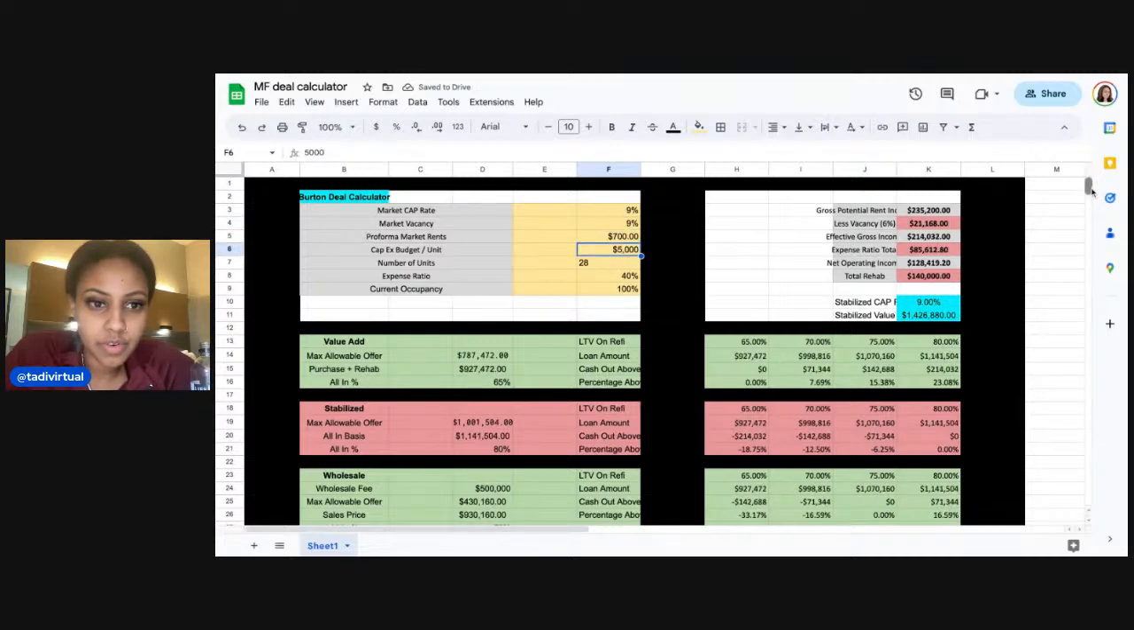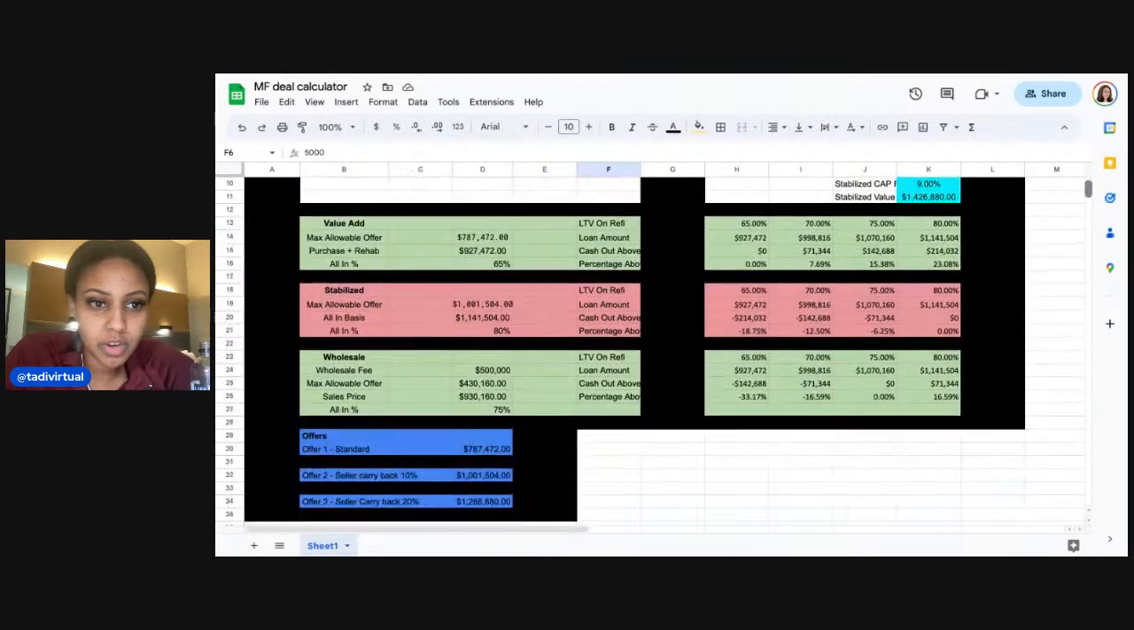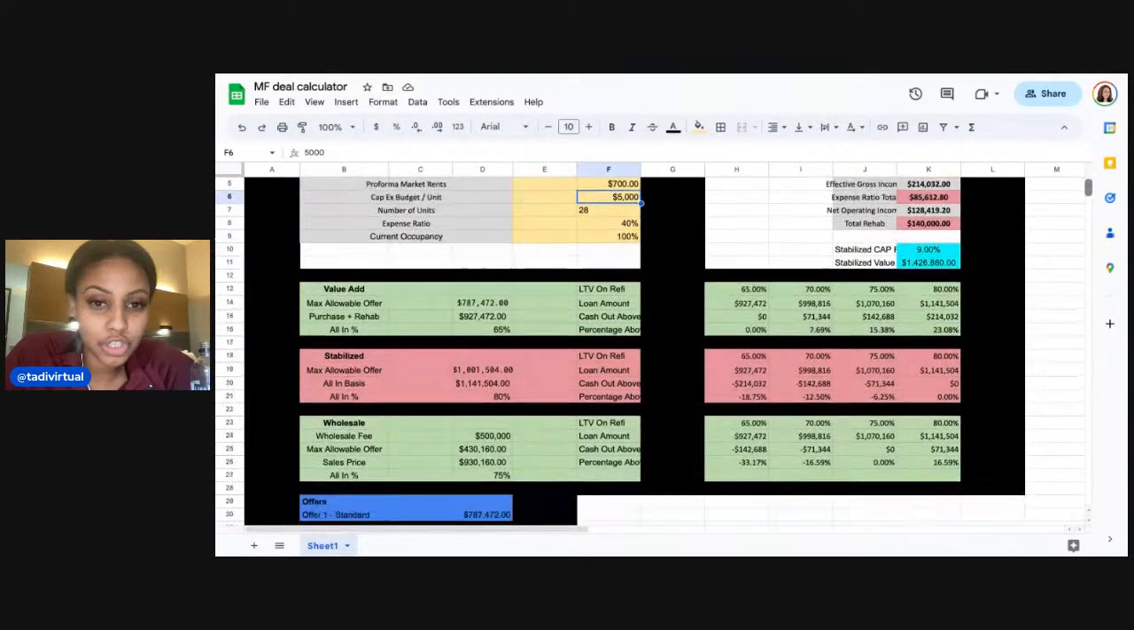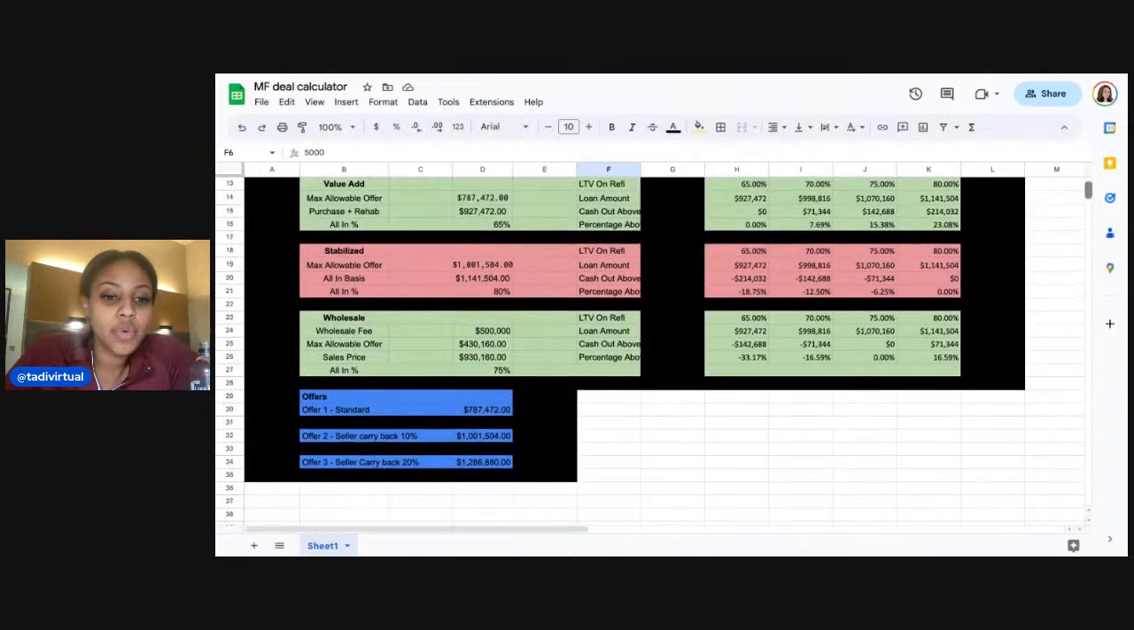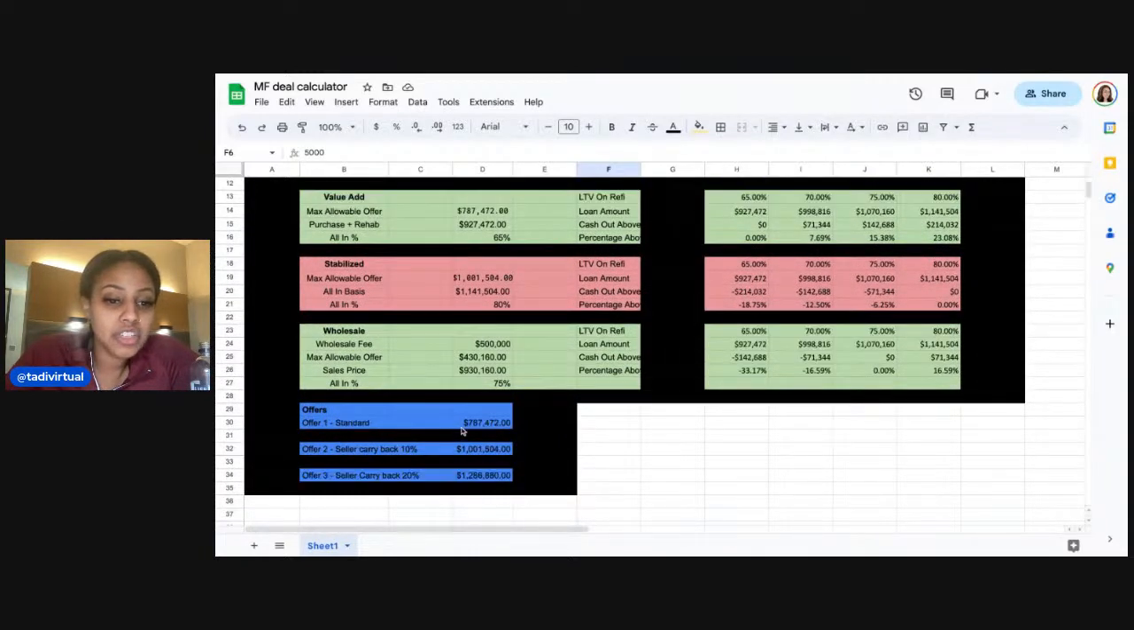All right. So cap rate, vacancy rate, market rents, number of units, expense ratio, and current occupancy. So now we are at cash 787, and then we have 2 seller carrybacks, and then we have the wholesale. So they actually want 2 million on this one. So again, it's not a deal. So that was a super quick way to figure out that all 3 of those deals were not a deal.